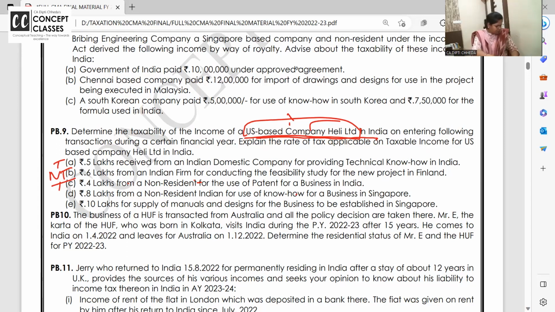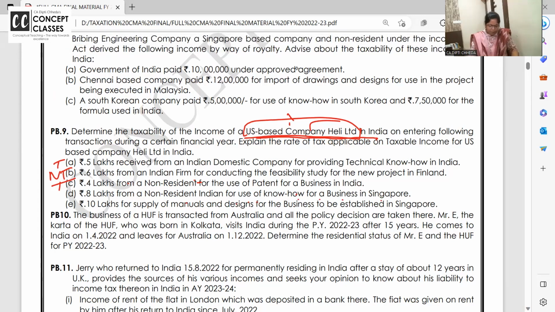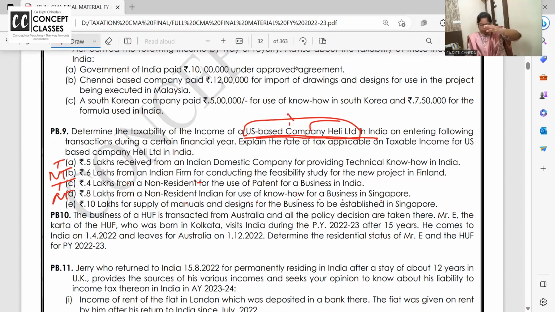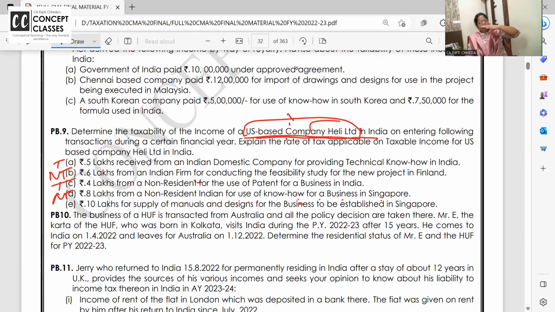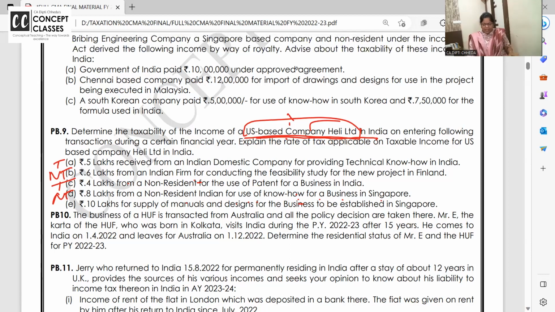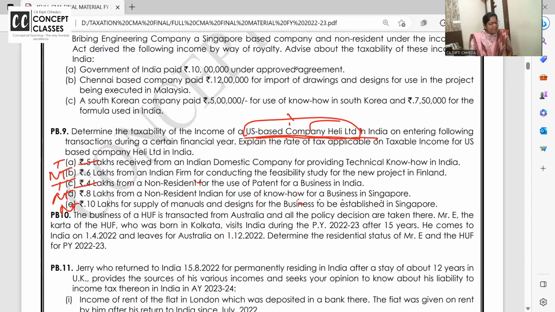8 lakhs from a non-resident for use of technical know-how in Singapore, not taxable. You yourself are in the UK or USA, wherever, and you are paying the fees to another non-resident for a business in Singapore. India has nothing to do with it, not taxable. 10 lakhs for supply of manual and designs for a business to be established in Singapore, not taxable. So what is taxable in India?